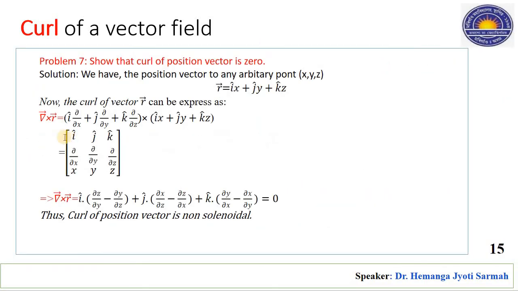Let's have some example of it. The question is to show that the curl of a position vector is 0. The position vector to any arbitrary point x, y, z can be represented as r vector equal to i cap x plus j cap y plus k cap z. If we take the curl of it, we can represent it in terms of matrix form like this. This will yield 0 because z is independent of y and x is independent of z, and like that. So we can conclude that the curl of a position vector is irrotational.